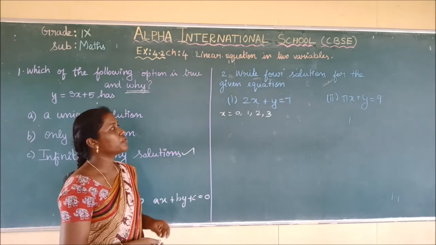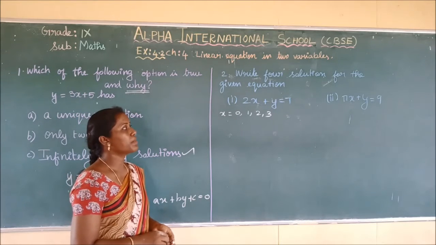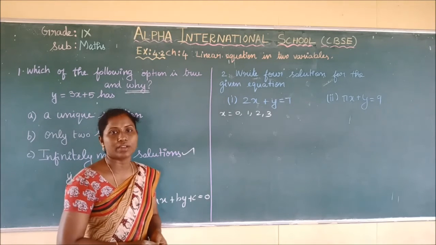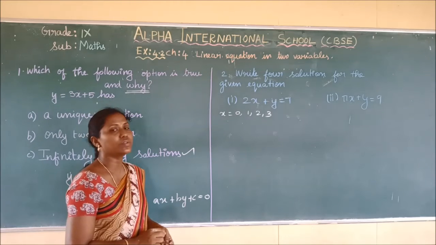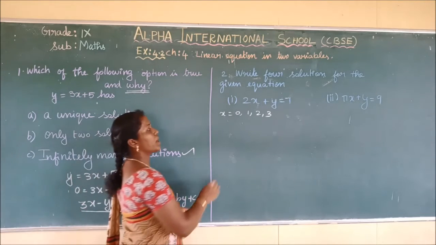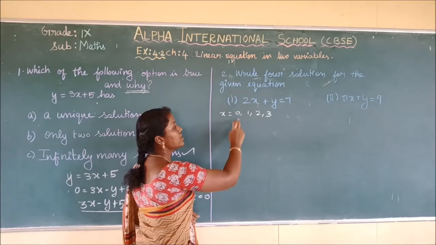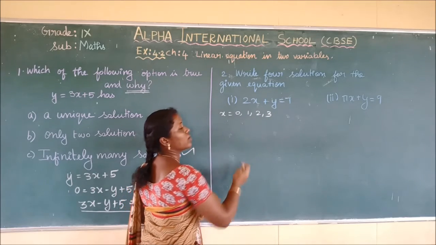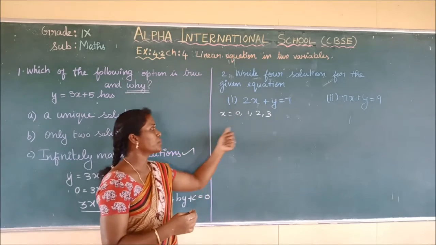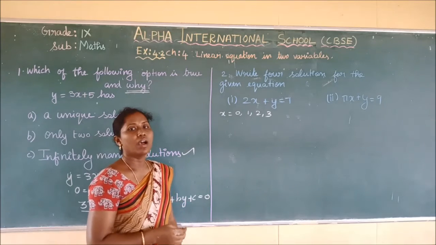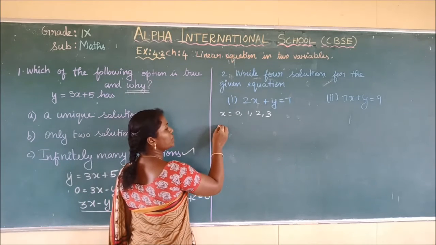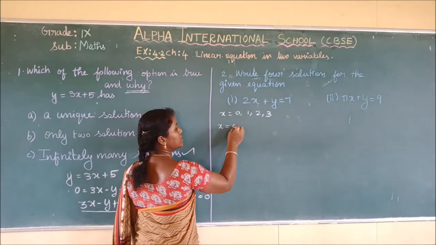Okay. In the first subdivision, the equation is 2x plus y is equal to 7. Now, I am taking the 4 values of x as 0, 1, 2, 3. We are going to arrive at 4 corresponding values of y for each value of x here. How? See, first, I am substituting x is equal to 0.